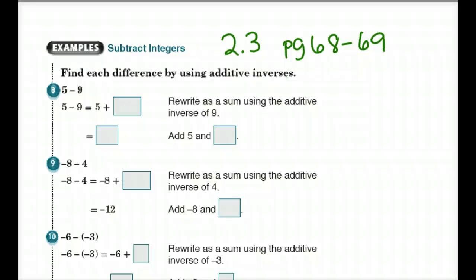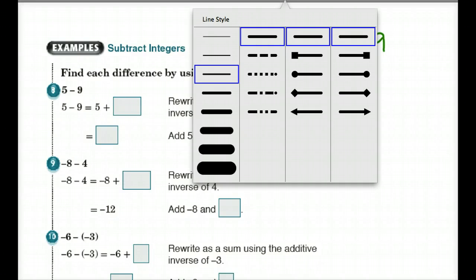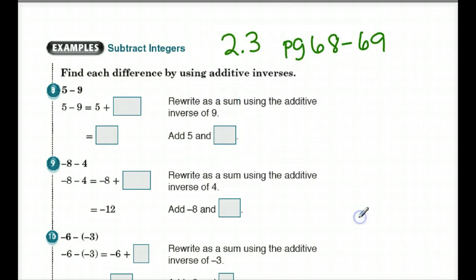Okay, so we're still on 2.3. We're in your Notable on page 68, and we're going to go until page 69. We're now going to be subtracting integers. Yesterday we were adding, today we're subtracting.